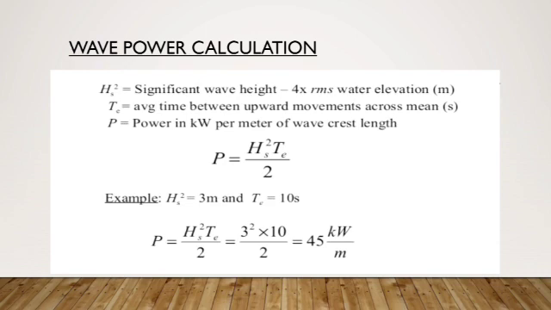For example, h is equal to 3 meters and T is equal to 10 seconds. Power P equals h squared into T divided by 2, which is equal to 3 squared into 10 divided by 2, that is equal to 45 kilowatt per meter.